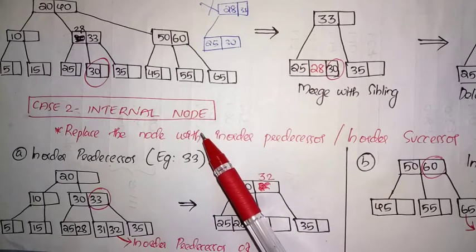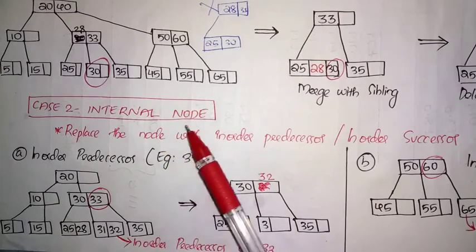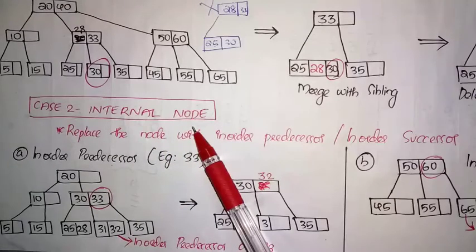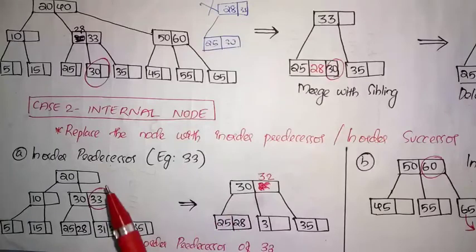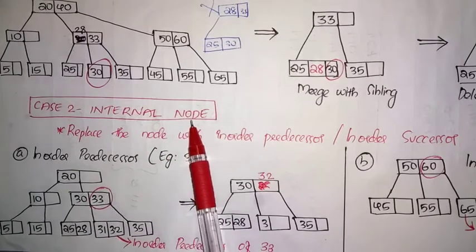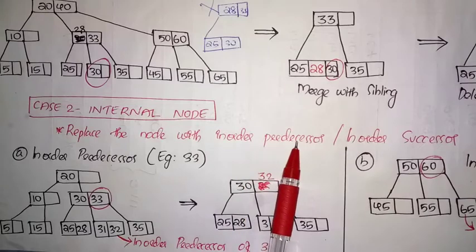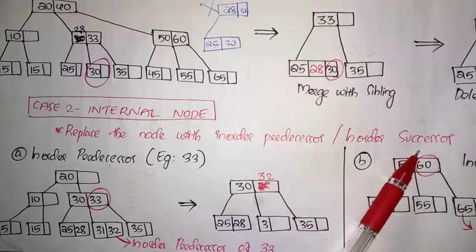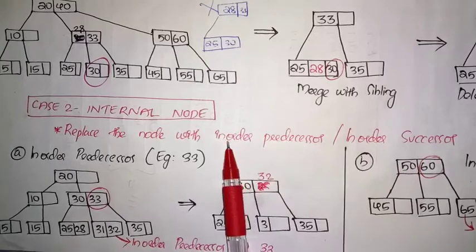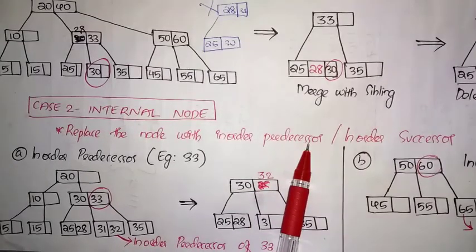So the next case is how we can delete an internal node. If we need to delete an internal node, we have to replace the node with its in-order predecessor or in-order successor. Okay, then what is this in-order predecessor?